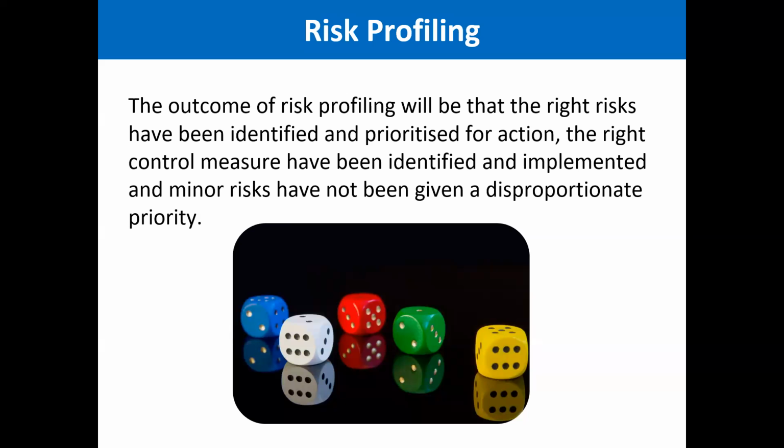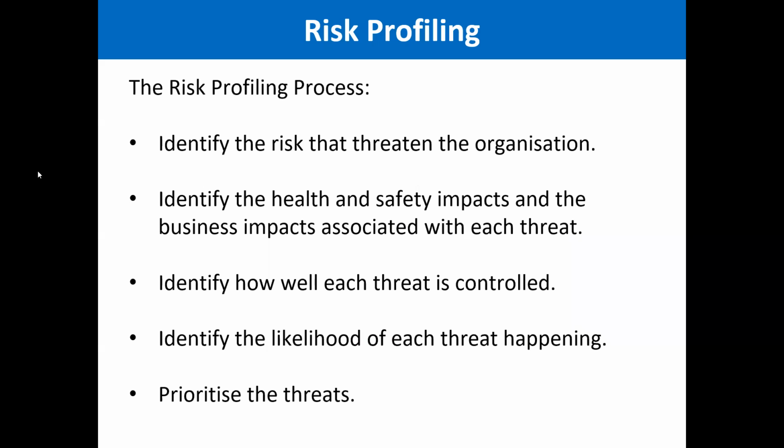Risk profiling helps you look at the range of risks, the nature of the risks posed to an organization, and it will help you prioritize the actions that need to be taken to manage those risks. The risk profiling process consists of, first of all, identifying the risks that threaten the organization, then identifying the safety impacts and the business impacts of each threat, identifying how well each threat is controlled, identifying the likelihood of each threat happening, and prioritizing these threats.